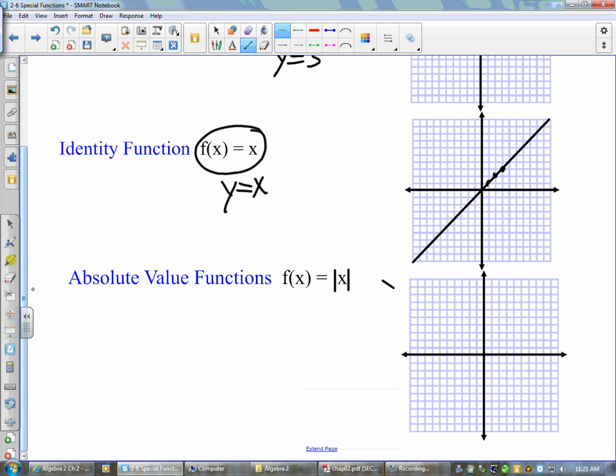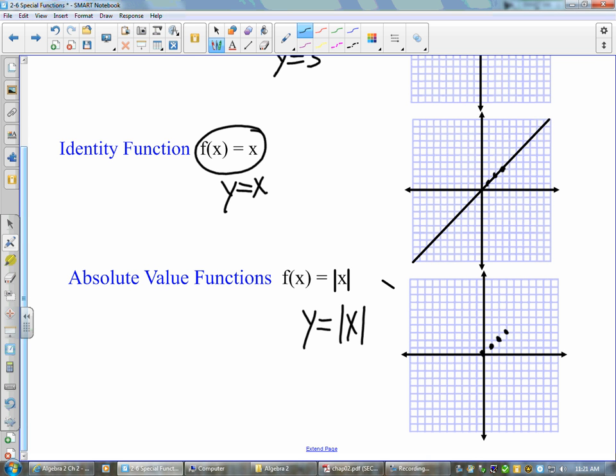Next, absolute value. And remember, absolute value makes everything positive. So when x gets below the negatives, it flips it back to positive. So if I'm writing y equals absolute value of x, when x is 0, y is 0. When x is 1, y is 1. When x is 2, y is 2. When x is 3, y is 3, so on and so forth.